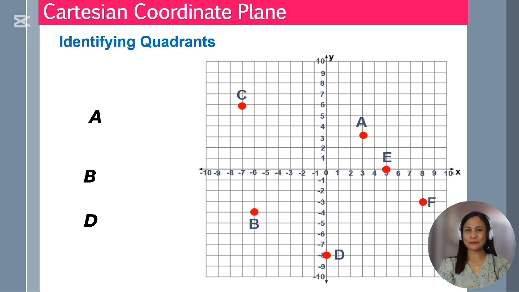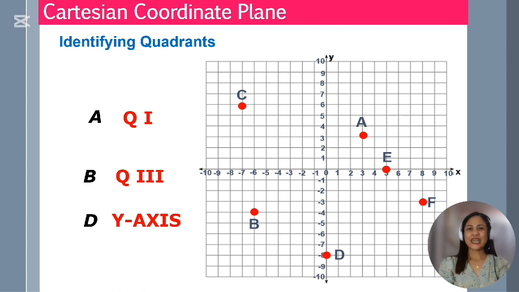Now, let's have an example. Identify in what quadrant we can find the following points. Let's start with point A. Yes, James. Very good. Point A is located in quadrant 1. How about point B? Yes, Noel. That's great. Point B is located in quadrant 3. And point D? Yes, Laris? Correct. So point D is located on the y-axis.